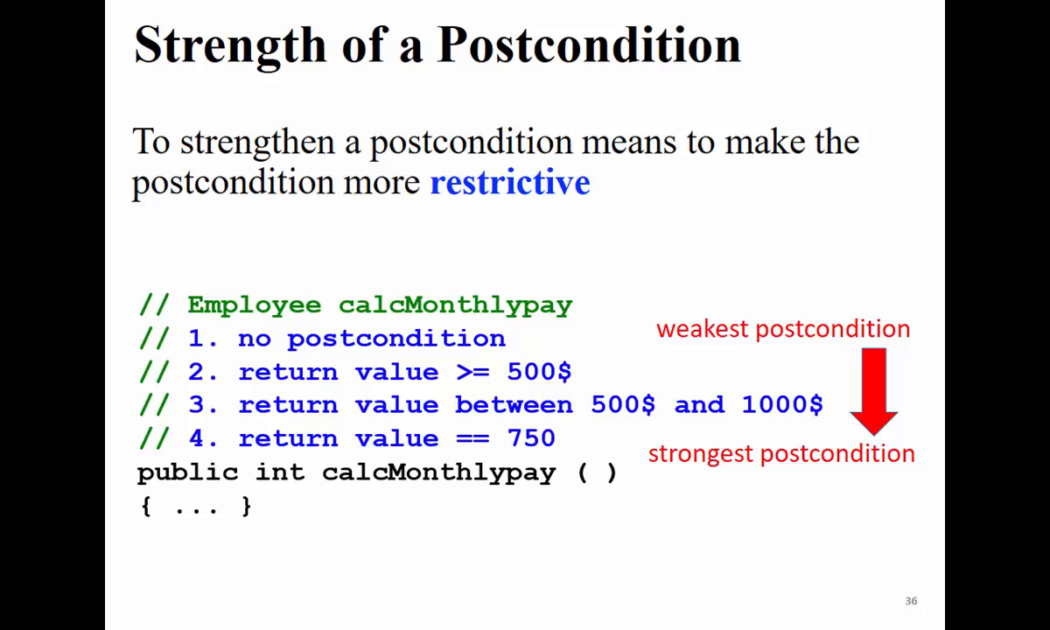Or you can make a condition that if I calculate the monthly payment for this employee or for this manager, the monthly payment should be greater than 500. Or you can say any monthly payment should be between 500 and 1,000. Or you can say a very strong postcondition: any monthly payment should be equal to 750 for all the employees.